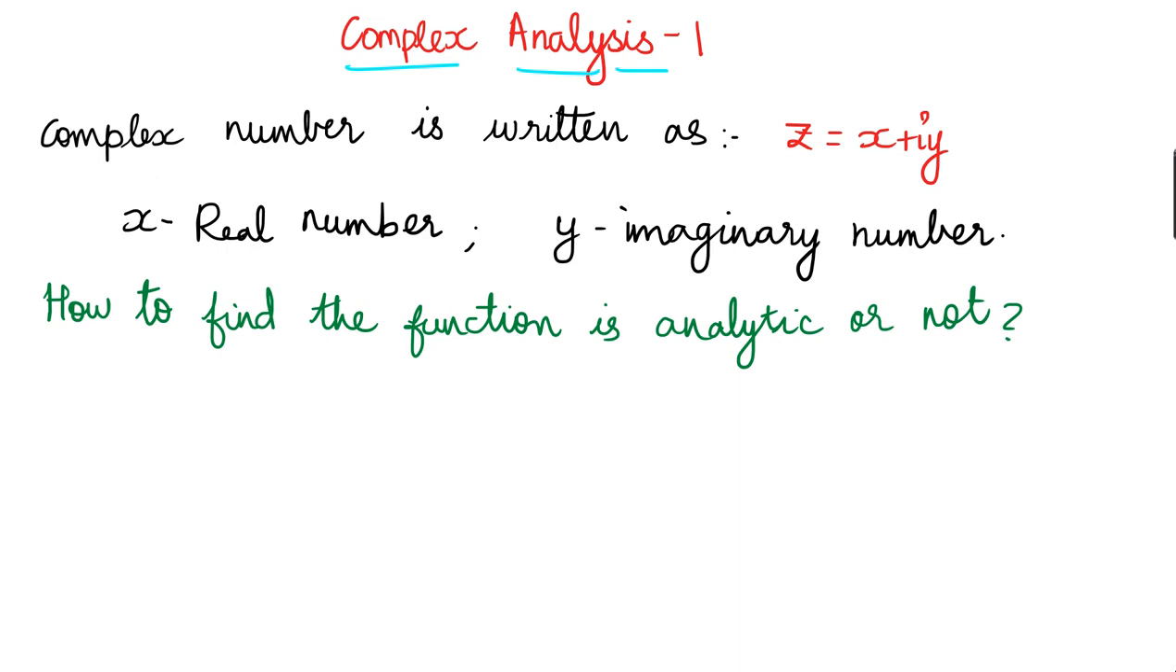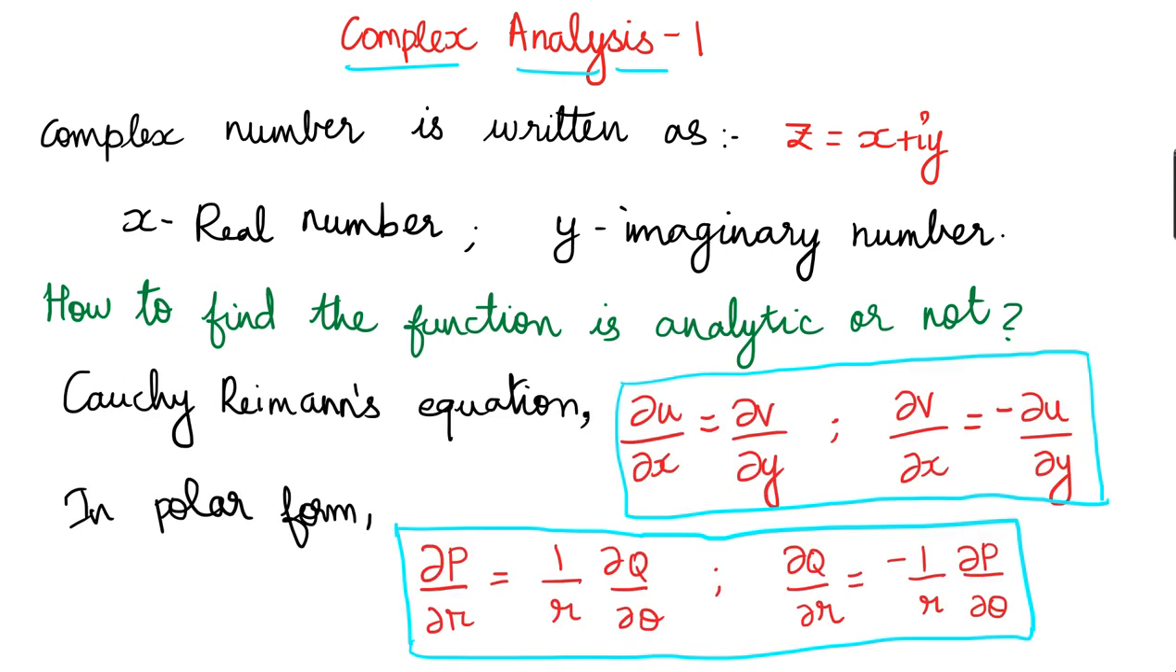If a function is analytic, it should satisfy the Cauchy-Riemann equations. These two are the Cauchy-Riemann equations. If a function is analytic, it will satisfy the CR equations. If not, it will not satisfy the CR equations. Here u is the real part and v is the imaginary part. The second equation is the Cauchy-Riemann equation in polar form.